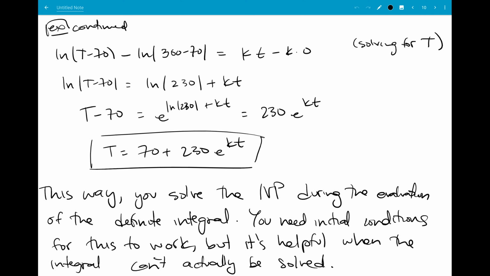So next up, we're going to be doing an example that demonstrates this idea I just mentioned, which is that sometimes you'll have an integral that can't be solved, and when that happens, it's going to be useful to be able to represent the initial value problem using definite integrals. So we're going to go ahead and do an example that comes from section 2.2, problem number 5.